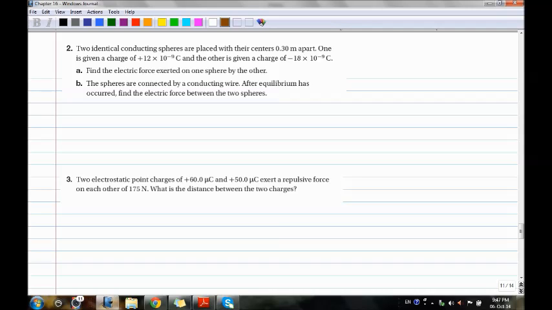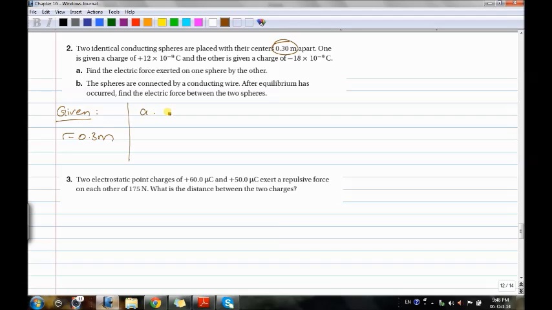B. The spheres are connected by a conducting wire. After equilibrium has occurred, find the electric force between the two spheres. Let's start with A. And the given for both A and B is the R, which is 0.3 meters. Now let's start with A.